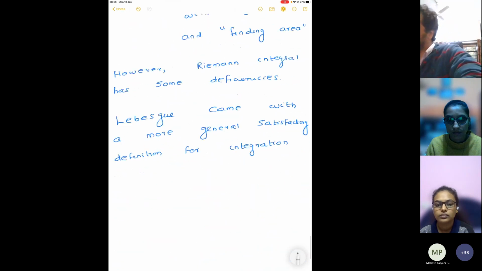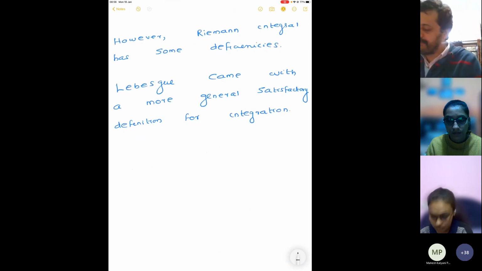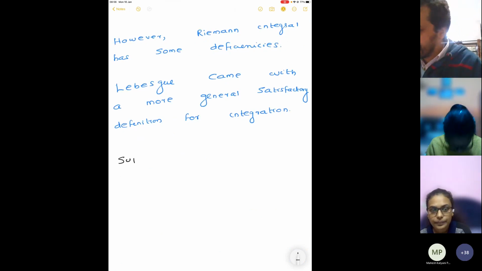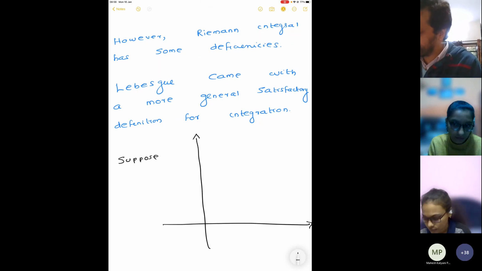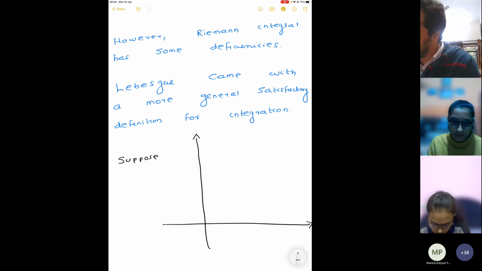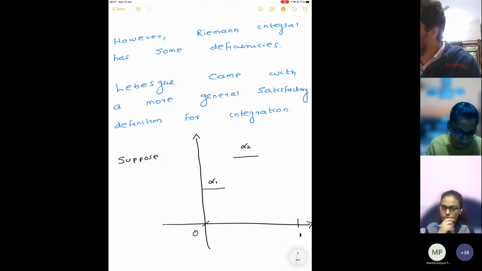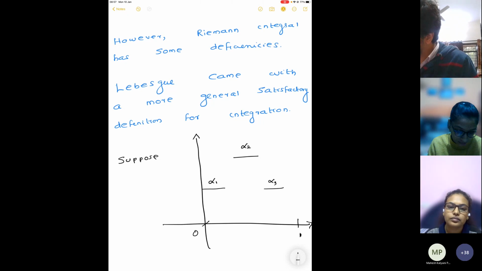Let me explain through a simple example. Okay. Suppose f of x is like this. The easiest thing is to work with a step function. So you have, let us say, the interval 0 to 1, and at some place f of x takes value alpha 1, some place it takes alpha 2, some place it takes alpha 3, and so on. Okay.